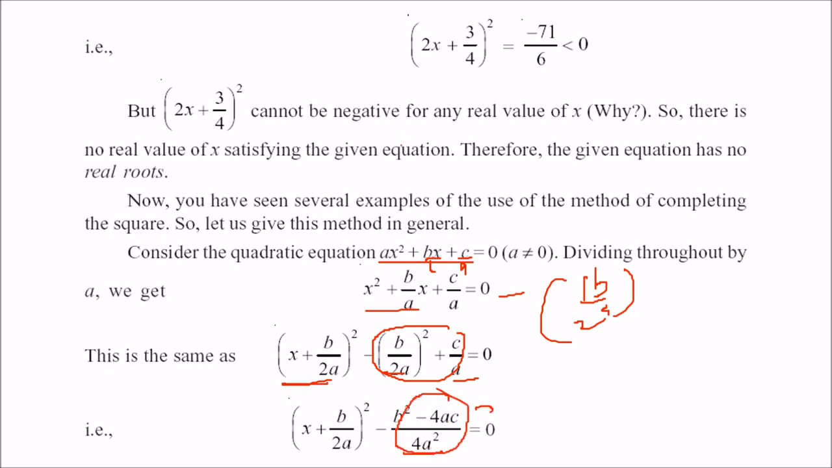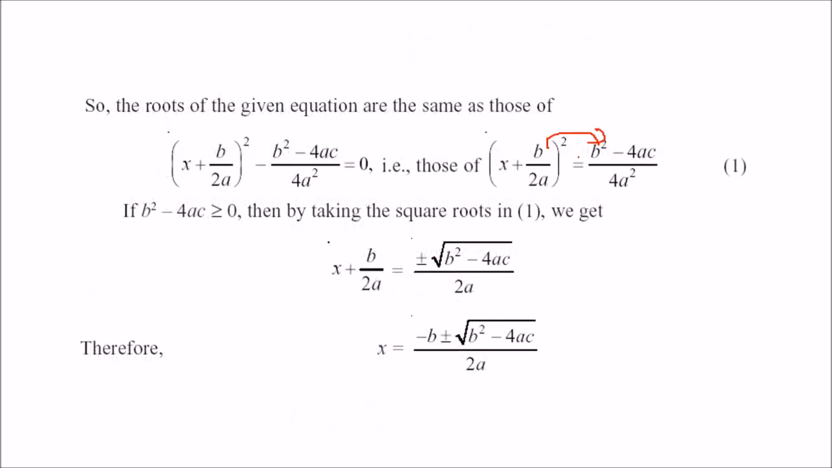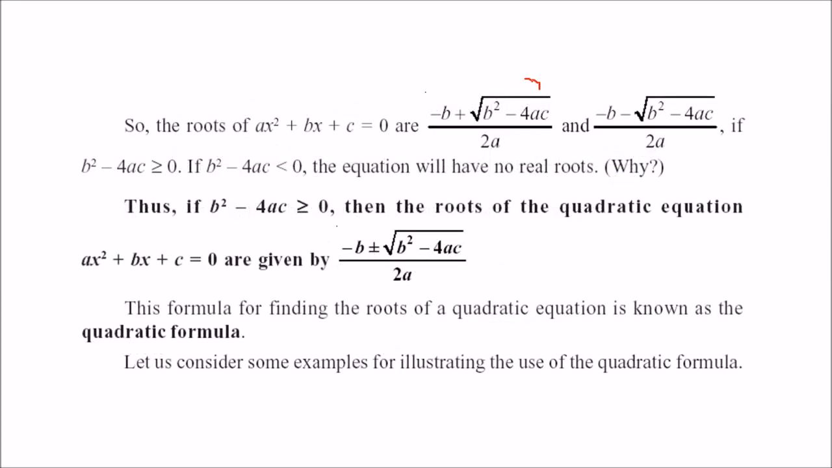Now you can take this on the right hand side. Because this is square, x plus b by 2a will be plus minus of under root b square minus 4ac, under root of 4a square is 2a. Now x can be found by taking b by 2a on the right hand side. So this is minus b by 2a plus under root b square minus 4ac by 2a one time, and minus b by 2a minus under root b square minus 4ac by 2a. So there are two solutions, one taking plus, one taking minus. These two solutions are actually the roots of ax square plus bx plus c.